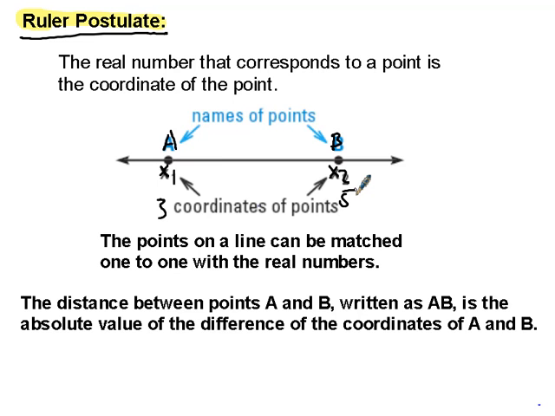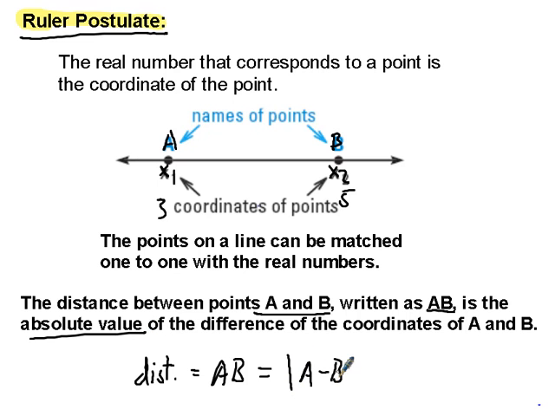The distance between points A and B. Distance is written as AB. This does not mean line segment AB. It means distance. So the distance between points A and B is called AB, and it's equal to the absolute value of those coordinates. So the absolute value. That means we subtract them and make them positive.